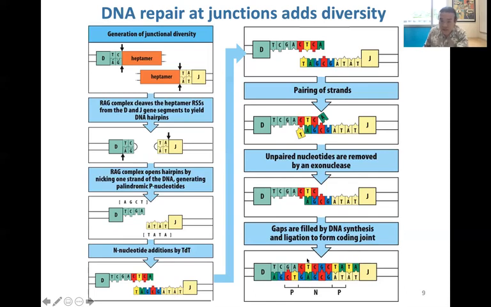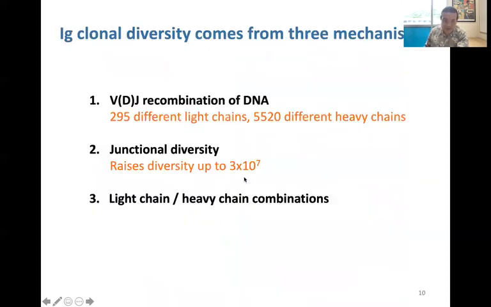Importantly, this little stretch of DNA, because it was randomly put together, was not part of the genome that you were born with, right? And yet it's part of the coding sequence that goes from D to J. So that is junctional diversity. And because of the random nature of the DNA bases that are used in there, that raises the number of different shapes of Ig that you can make, up to 3 times 10 to the 7 in variation.